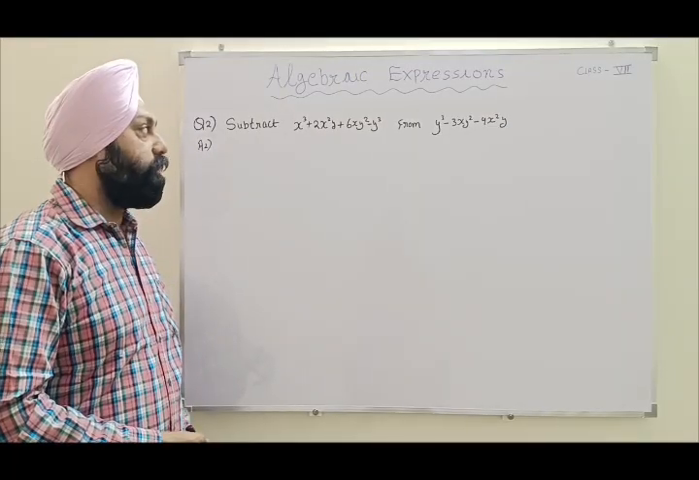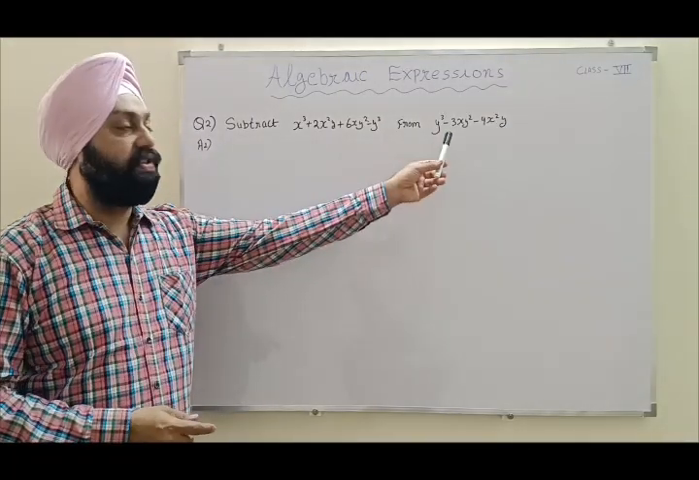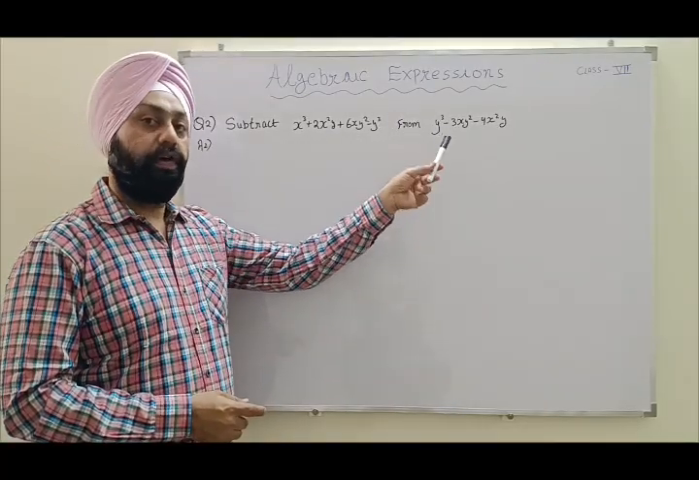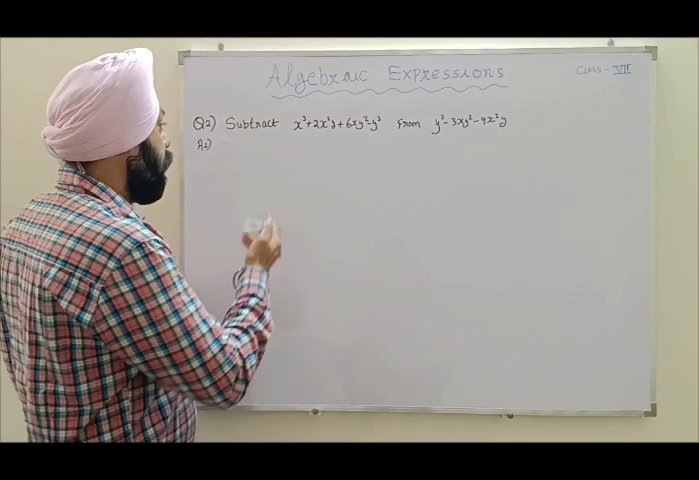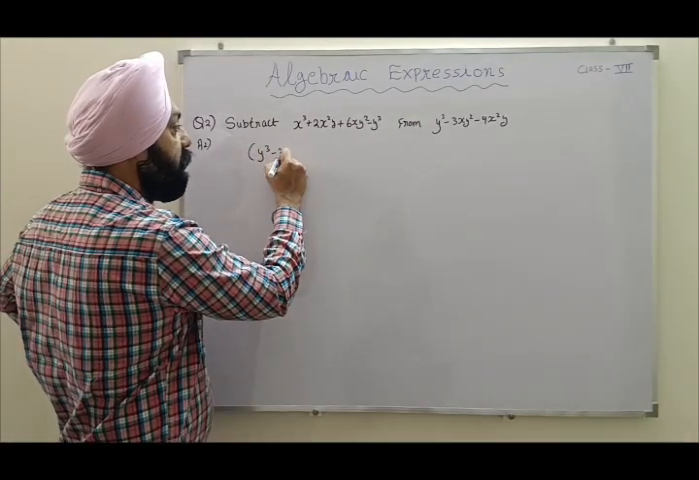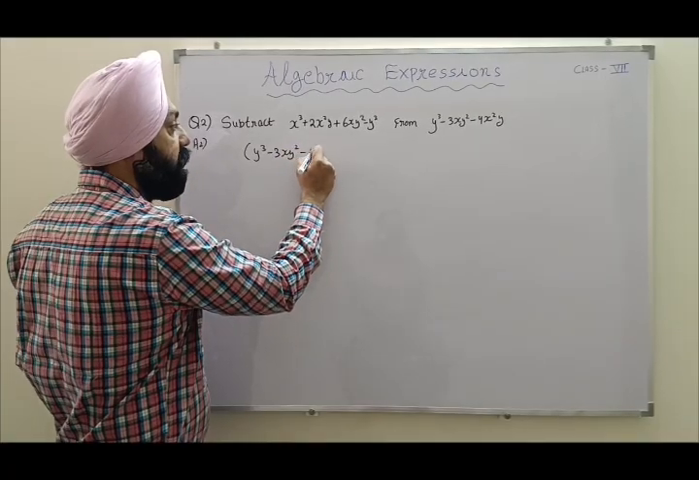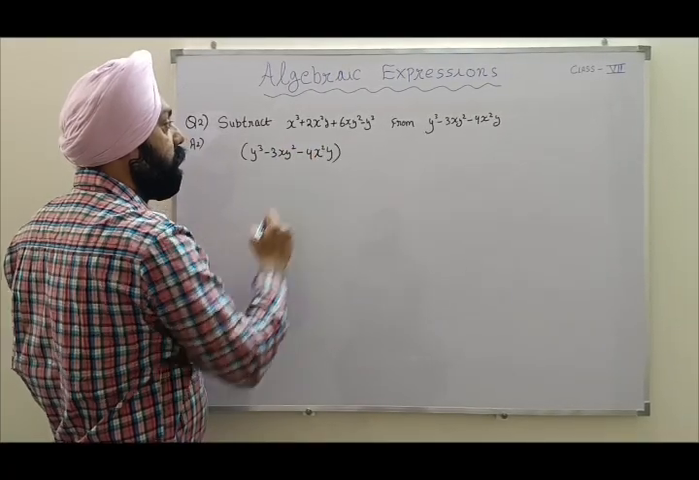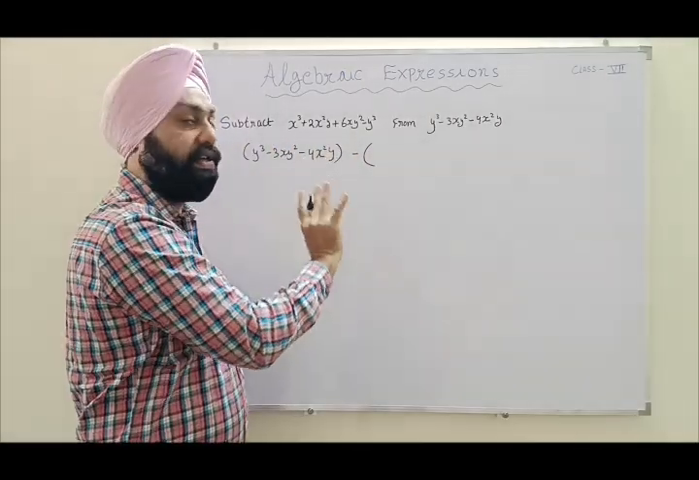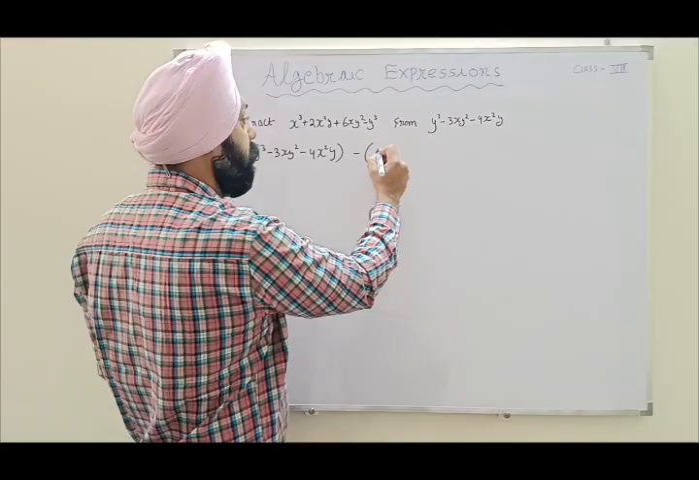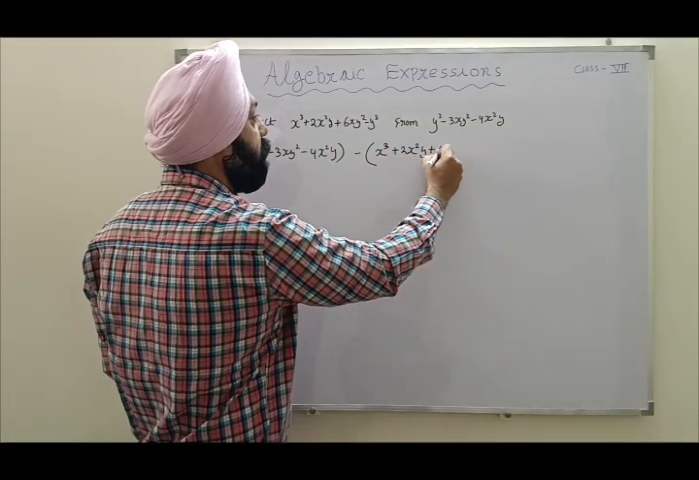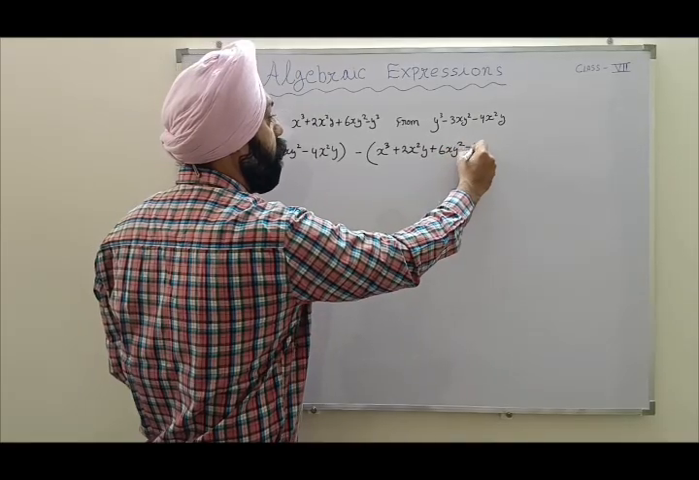So the next question is, we have to subtract this expression from this expression. Whenever it is written "from", whatever is after "from" will be the first expression to write. So we will write y cube minus 3xy square minus 4x square y, and after that we will put a minus sign, and we have to keep the entire expression in brackets, especially when it is the minus sign. So it is x cube plus 2x square y plus 6xy square minus y cube.